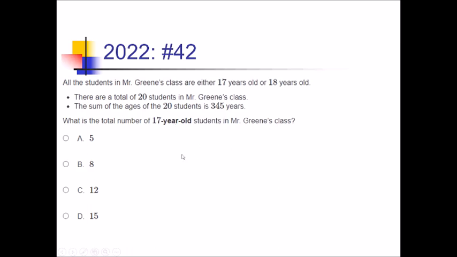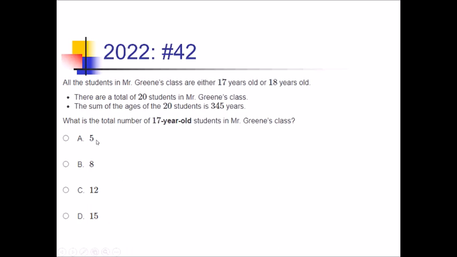Now, this is sort of a classical systems of equations sort of question. You could set up an equation that talks about the total number of students, and then you could set up an equation talking about the sum of their ages. For example, you could say like x plus y equals 20, and maybe like 17x plus 18y equals 340. And then you could solve that system and get the answer that way. But I feel like that's kind of overkill since we've got some numbers we can plug in here.